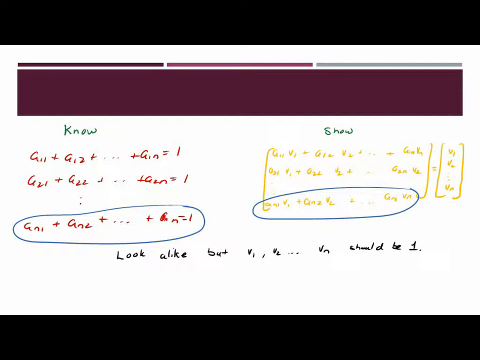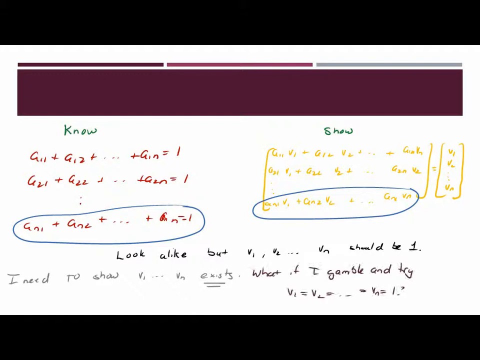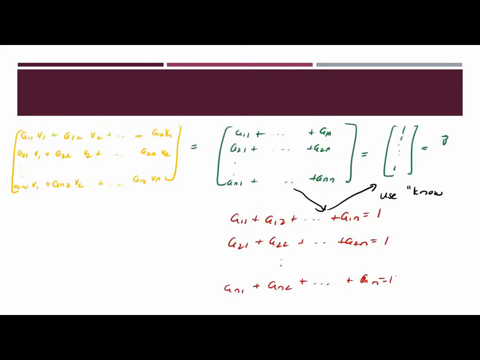They look alike, but not quite, because those V1 through Vn should all be 1 to make them actually look alike. So I need to show that V1 through Vn actually exists. That's part of having to show that there is a vector V such that blah, blah, blah. So I'm just going to guess all 1s. It's just a guess, because that's the way to connect the two.